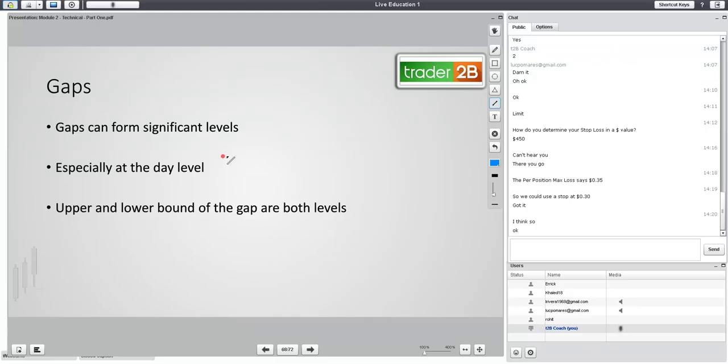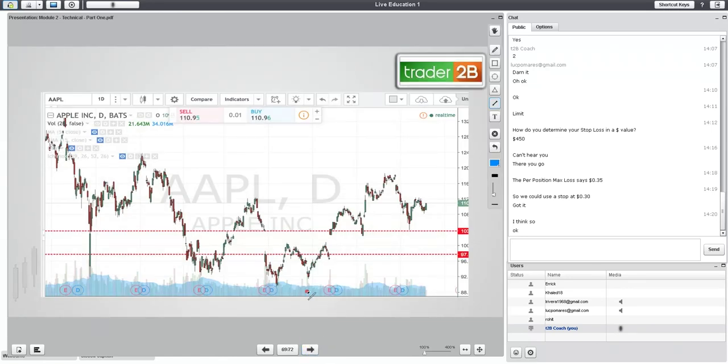Gaps. Gaps can form significant levels, especially at the day level. The upper and lower bounds of the gaps are both significant levels. So here is an example of Apple and gap zones trading in the markets. So as you can see right here, particularly this area here, you can see the closing price right here, and then the opening price right here, right? And this zone here acts as a gap, right? And we can even see that here as well, acting as a gap.